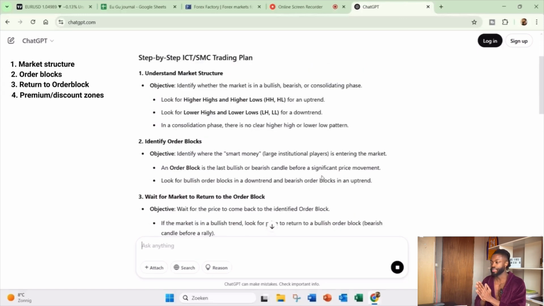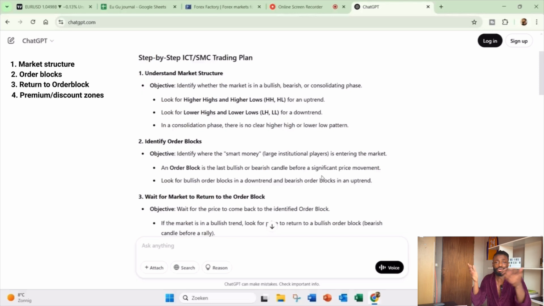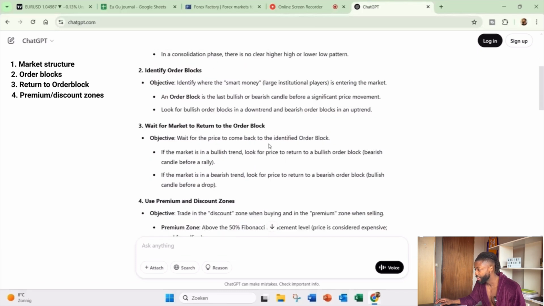Identify order blocks. This is very important. I have my way of identifying order blocks. I like to see a lot of momentum within the order blocks, and that's basically what an order block is. Yes, I know, but most people, they don't care about that. They just take whatever order block look like an order block, and I don't agree with that. Okay, all right. 3. Wait for market to return to the order block.